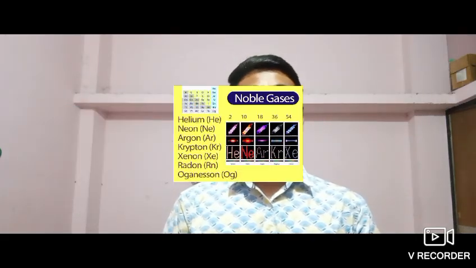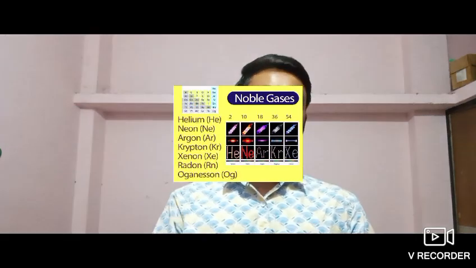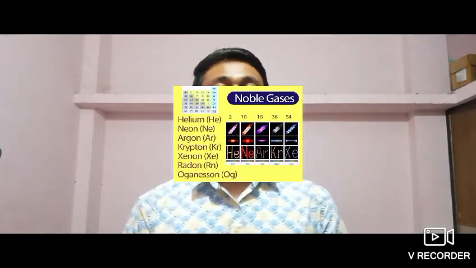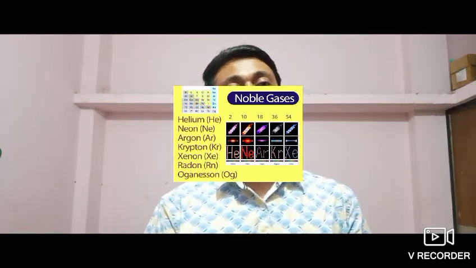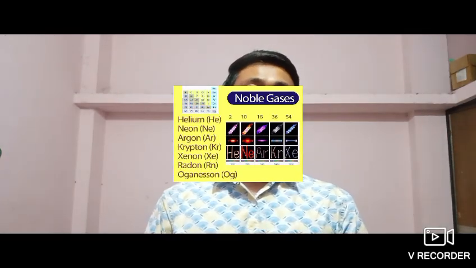So those elements whose outermost orbit is already filled are known as noble gases, and they do not react with any element. Apart from noble gases, we have many elements which react to form compounds. Among those elements, some are more reactive, some are less. So we have a series of elements: some are very reactive, like sodium and potassium; some are moderate, like hydrogen, zinc, copper; and some are least reactive, like gold and silver.